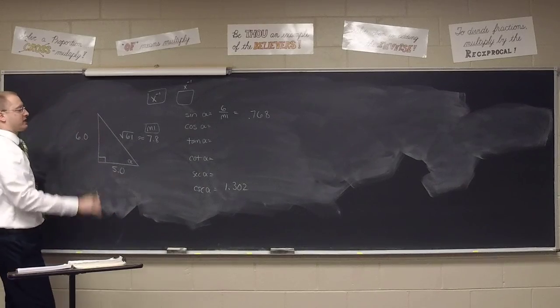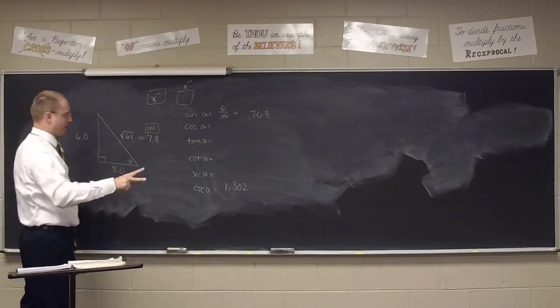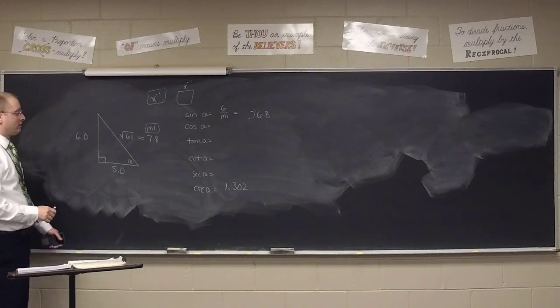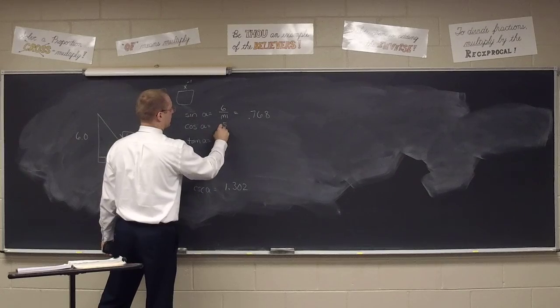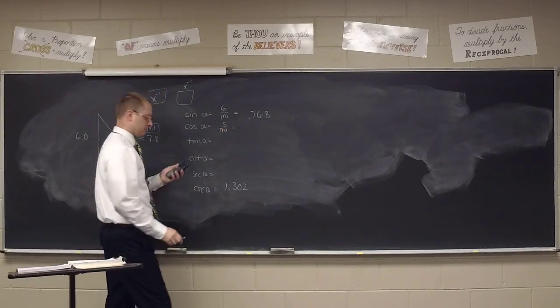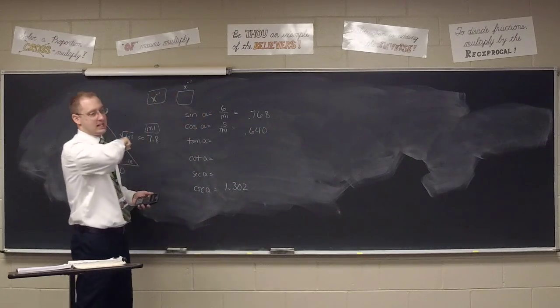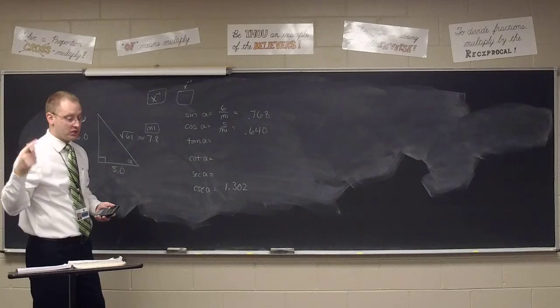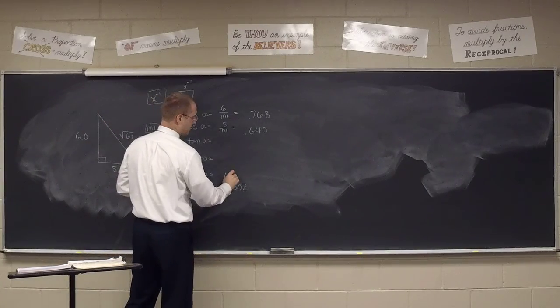All right, let's take a look at the cosine. Cosine is what over what, class? Adjacent over hypotenuse. The adjacent is 5. The hypotenuse is in memory. So 5 divided by recall 1, and you should have gotten 0.640. Once you get the cosine, go ahead and get the reciprocal, which is called the secant. By hitting the reciprocal button, we get 1.562.